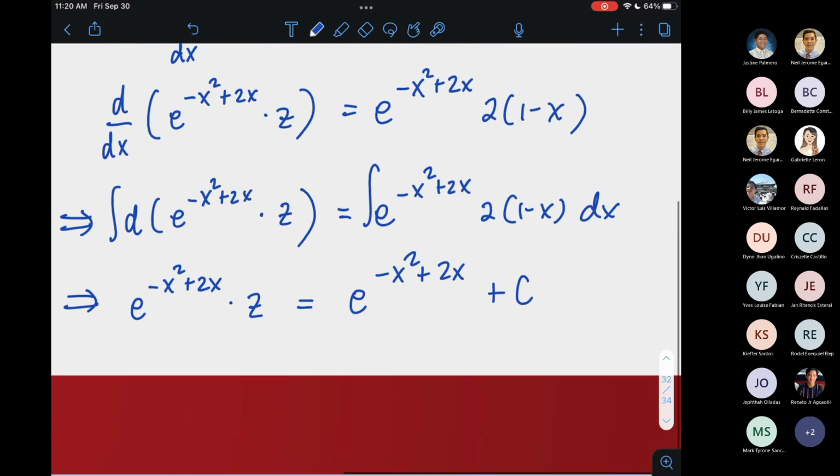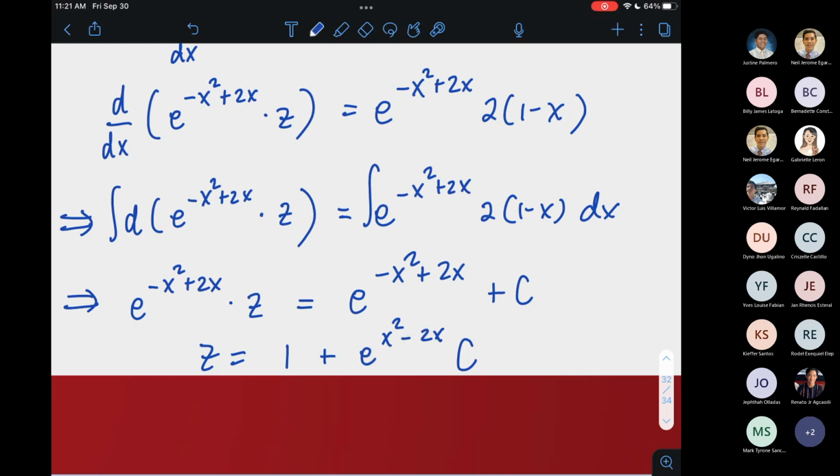Okay? And then I'll divide both sides by this guy. So matitira na lang ay 1 plus e to the x squared minus 2x times c. Multiply ko both sides by e to the x squared minus 2x para ito ay maging 1. So ito ay mamumultiply, magiging 1 lang din siya, tapos x squared minus 2x.